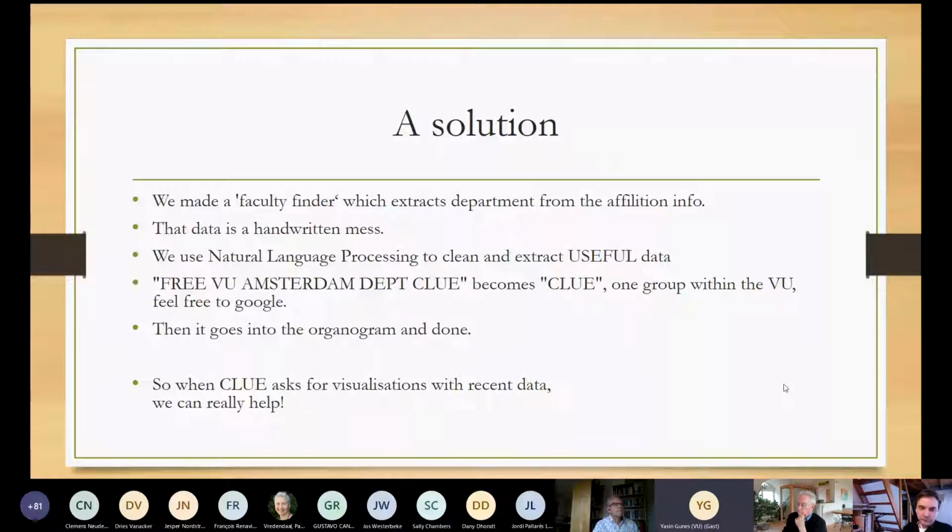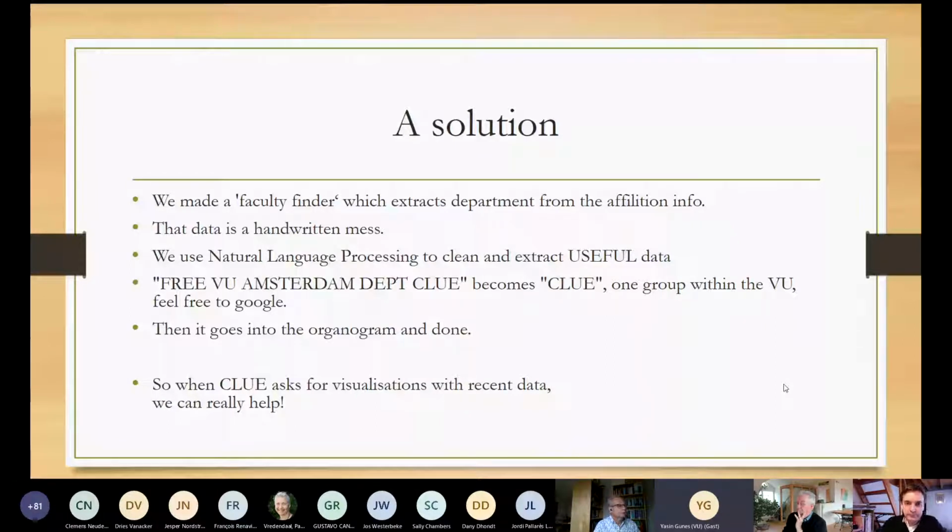And the thing I'm most enthusiastic about was that we managed to actually clean that up and extract some usable data from it using natural language processing, which is a tool you can use to make the computer understand handwritten human text.